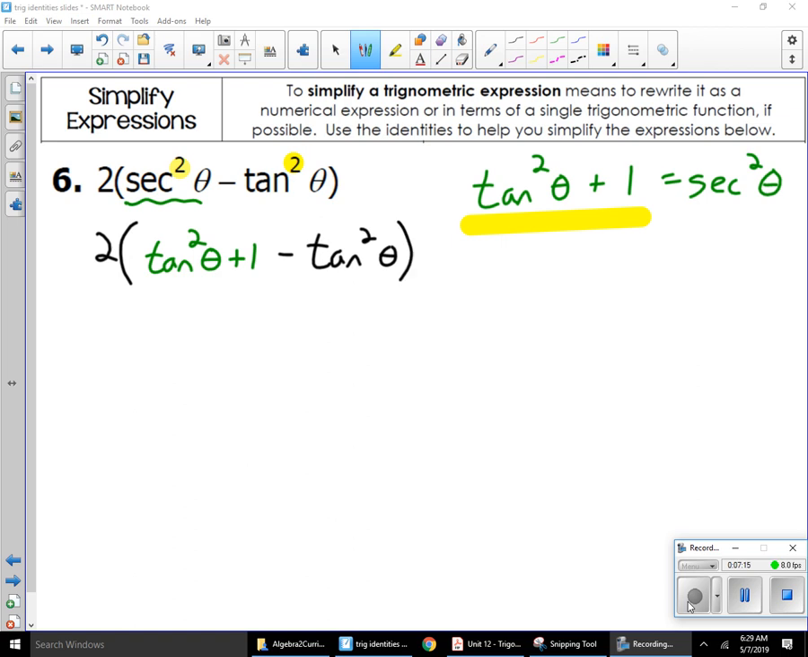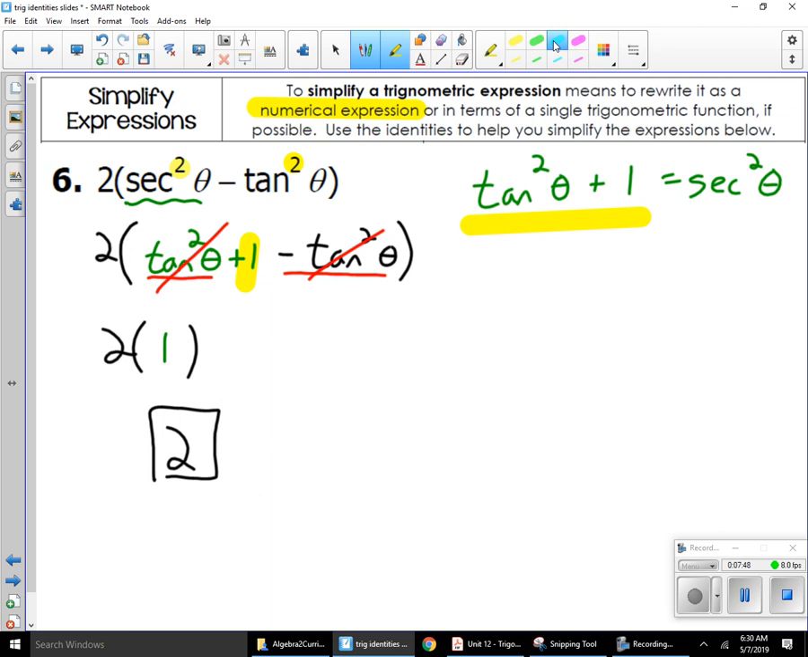So just because we're playing around with trig, we don't want to forget about our regular old school algebra stuff. I've got a tangent squared of theta and a minus tangent squared of theta. Well, if I'm combining something with its opposite, those cancel. Goodbye. I'm left with a 2, and on the inside of parentheses, I do still have this 1. And 2 times 1, well, that's just 2. So in this case, I was able to simplify down to just a numerical expression. In other words, this giant, ugly trigonometric mess all just equals 2.